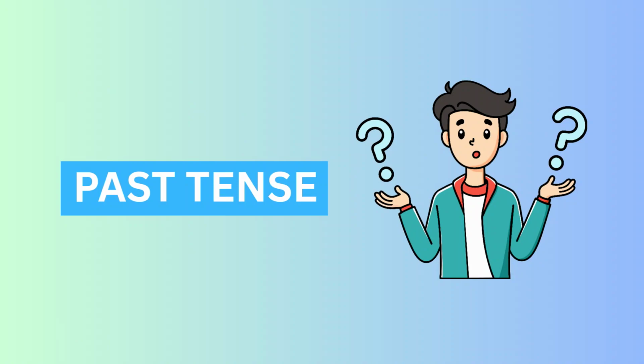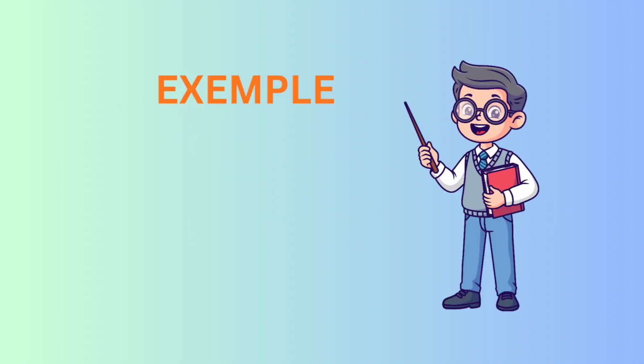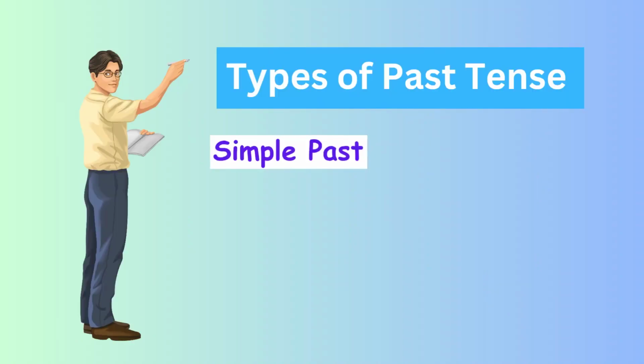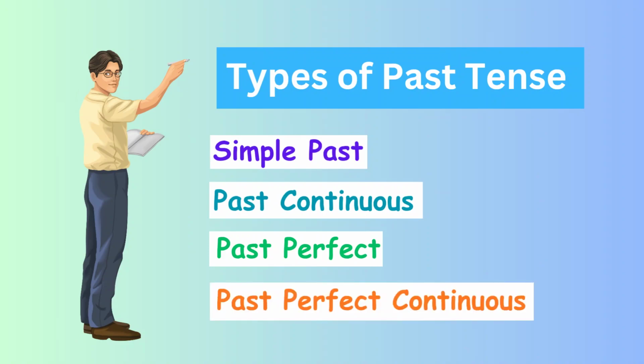What is past tense? Past tense is used to talk about actions that already happened. For example, I played yesterday. Past tense has 4 types: simple past, past continuous, past perfect, and past perfect continuous.